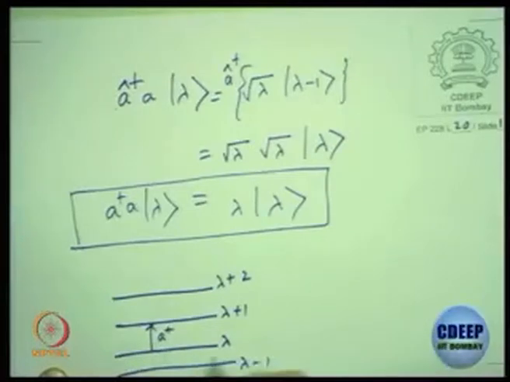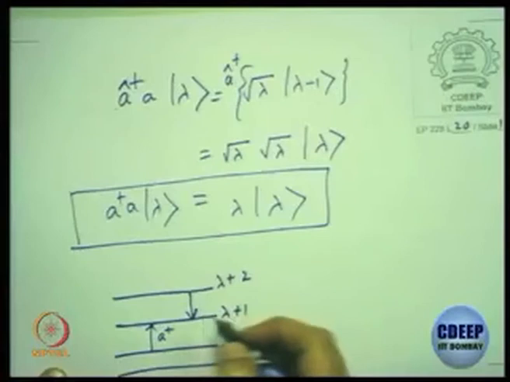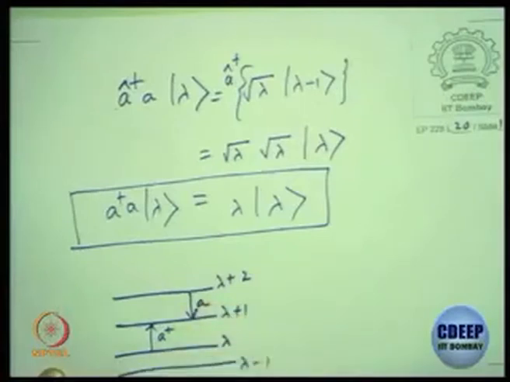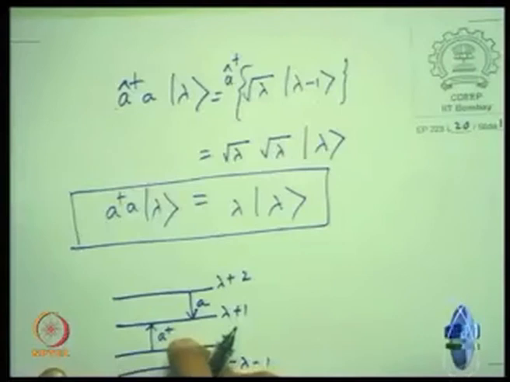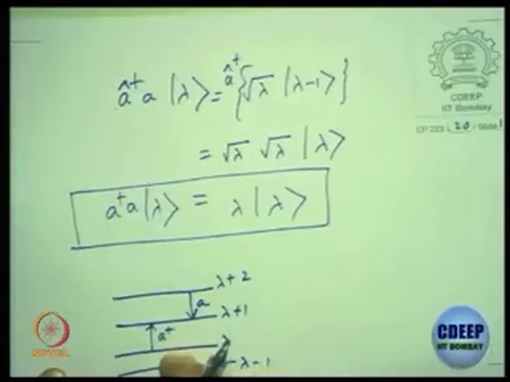What about this one? It's an a operator. You can do first a dagger and then an a. It will get back to the same state, and so on. You can play around even pictorially and show that this is a beautiful ladder operator.